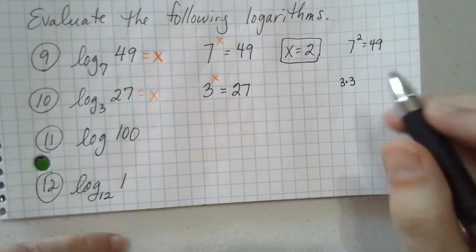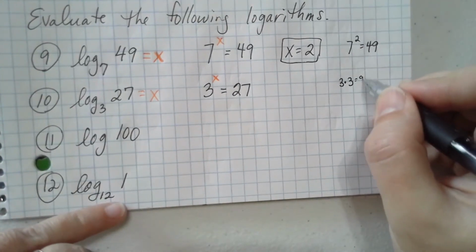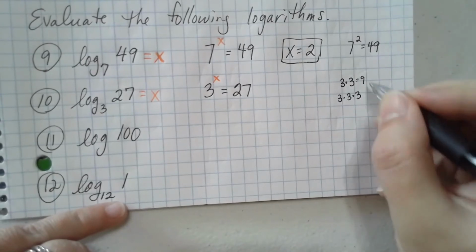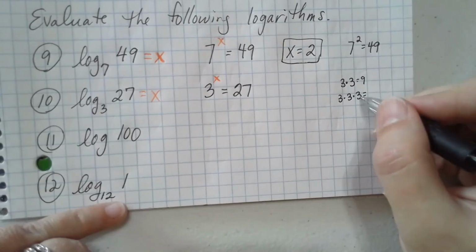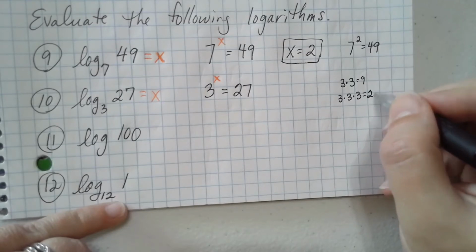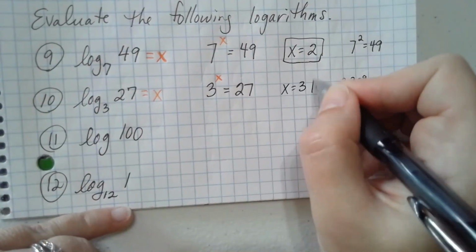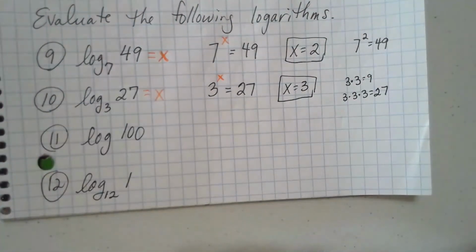3 times 3, that makes 9, right? So that's the second power. To the third power, 3 times 3 times 3, if we multiply that 9 by 3, we get 27. There we go. 3 to the third power is 27.